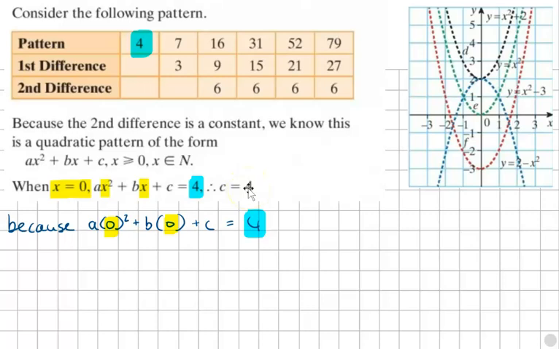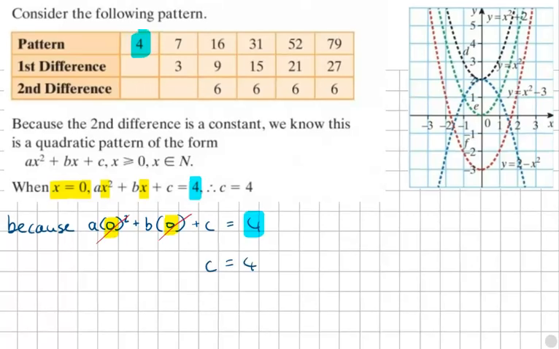So let's have a look and see why that is. Replacing each of the x's with a set of brackets and putting 0 into the brackets, a times 0 squared will cancel, and b times 0 will cancel, and that will leave you with c is equal to 4. So c is equal to 4.